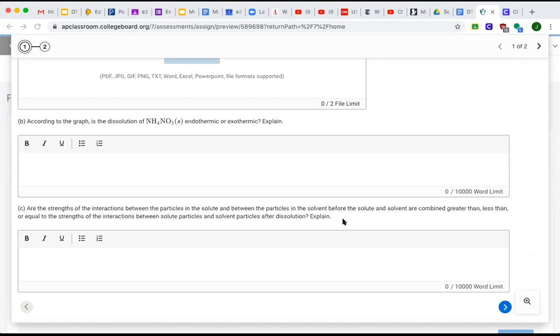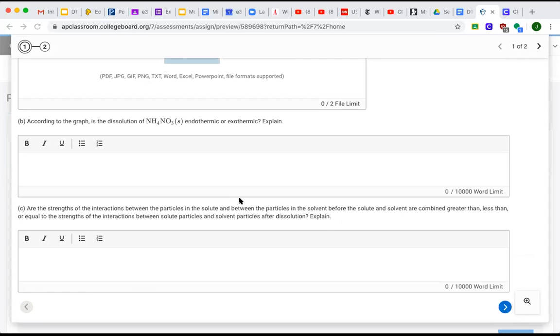Okay. Antonio, why did you say that the strengths of the interactions when the particles were separated, when we had ammonium nitrate solid and pure liquid water, were stronger then than they were after the dissolution? Well, it's got something to do with the interaction with the water. I mean, they pretty much broke apart, right? Yeah, okay. You're really getting there.